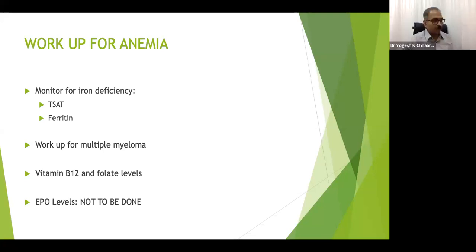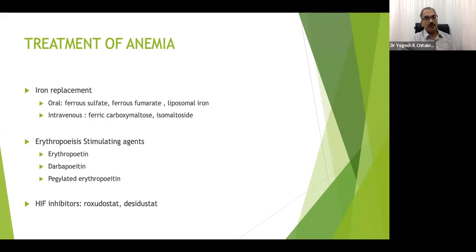Erythropoietin levels should not be done because it is not an absolute deficiency, it is a relative deficiency of erythropoietin. Erythropoietin is usually raised, but it is not up to the mark where we would like to have it as per the anemia. That's why we never go ahead with erythropoietin levels. This is one common mistake which we see in most of the prescriptions. And how to correct anemia?